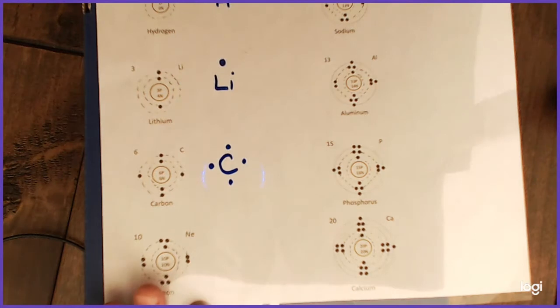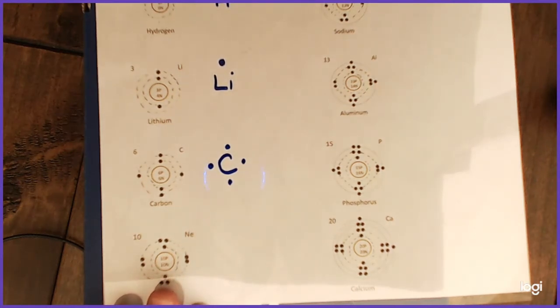So there's our Lewis diagram for carbon. We don't care about what's happening with those innermost electrons because they're not going to react. Those inner energy levels are full.